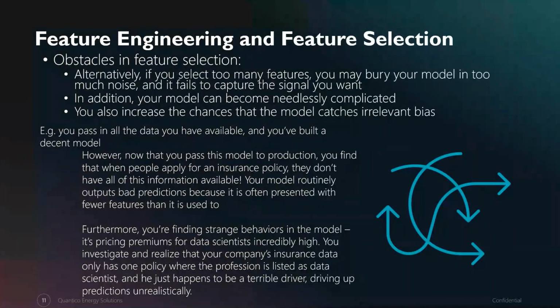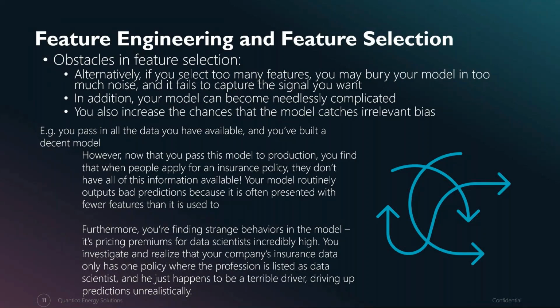Alternatively, if you select too many features, you could bury your model in too much noise, and it fails to capture the signal you want. In general, whatever data science model algorithm you have, the way that it varies its predictions is some function of the variance and decision space in the data set that you're passing in for training. So the more that you pass in, the more nimbly it is able to move around in its prediction space. But that also means that it is more likely to fail to pick up the actual signal that you want.